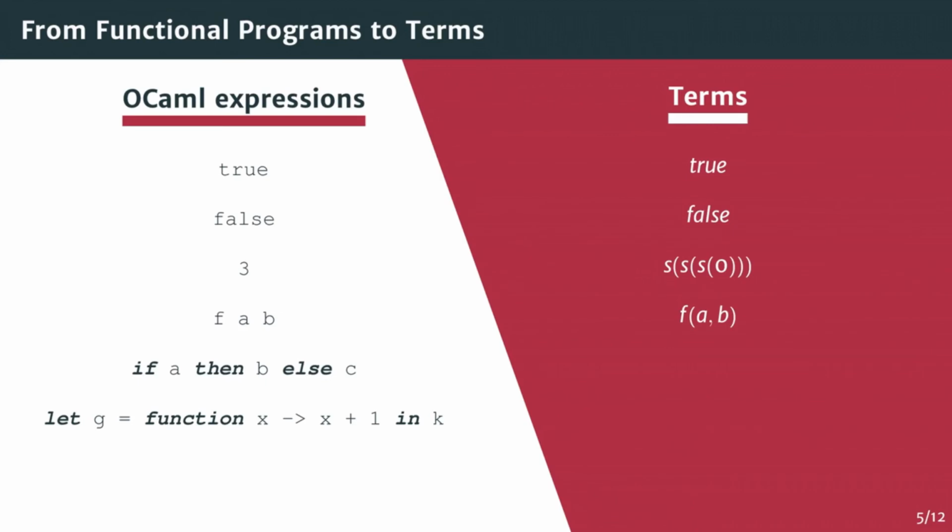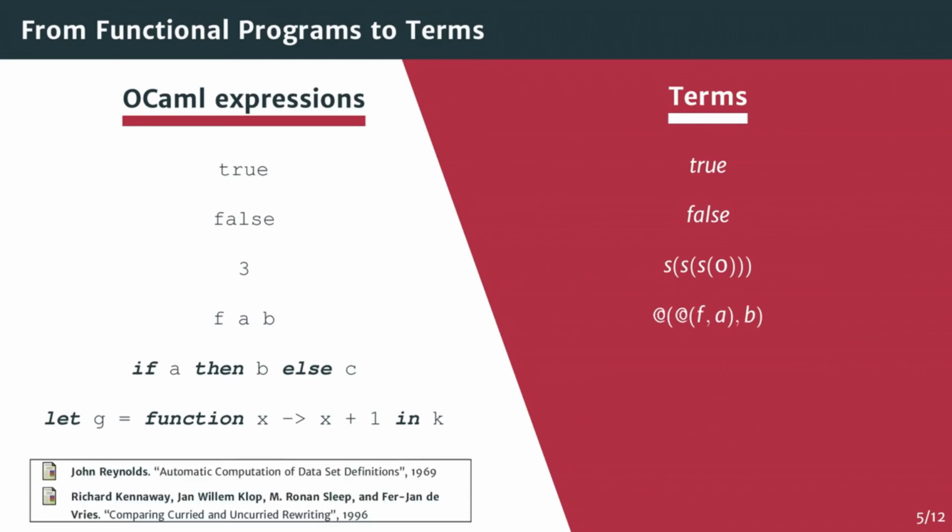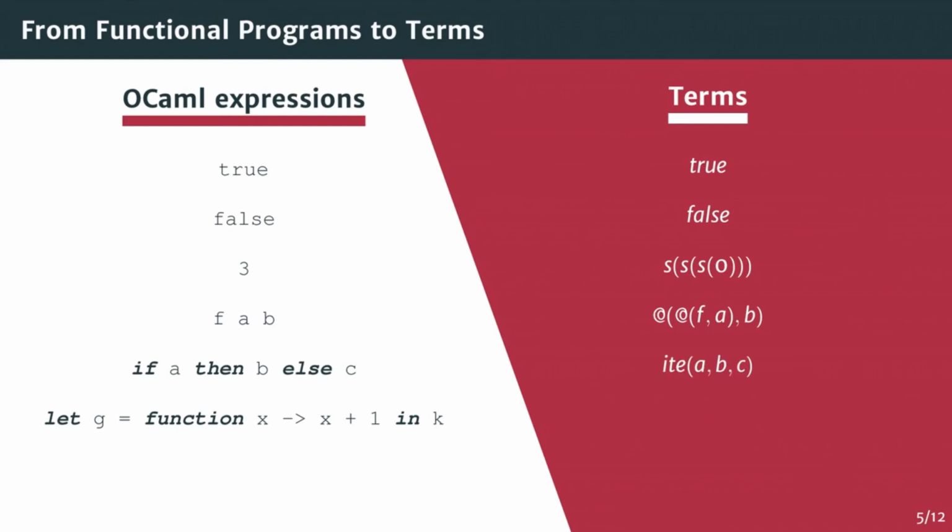However, this representation does not allow partial application of f, so instead we use the special @ symbol to represent a functional application, which takes the function and its first parameter. Control structures, such as the if then else, are simply represented as terms. Finally, let bindings and anonymous functions are erased, leaving only the bound body.